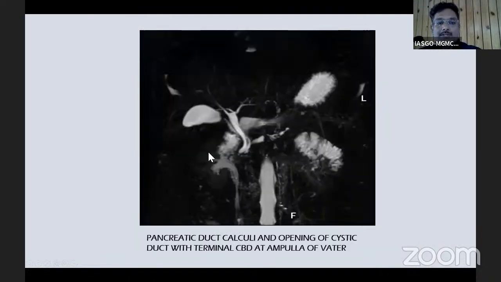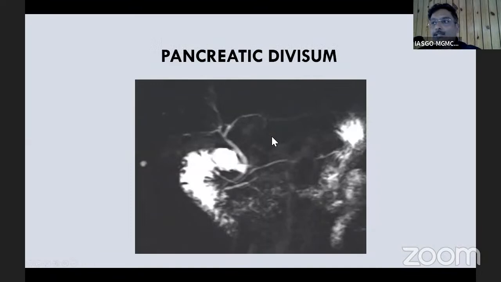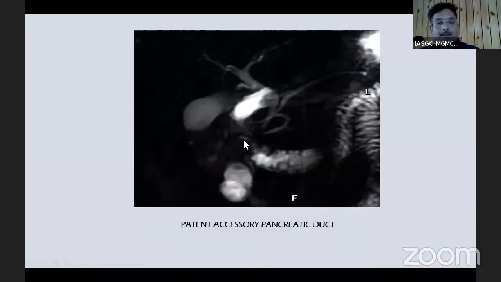This is another variant in which the cystic duct is coming medially and opening along with the CBD at the major papilla. We can also see that there is dilation of the main pancreatic duct with a few calculi within it. Another anatomic variation that we frequently come across is pancreatic divisum. In this, we can see the main pancreatic duct opening at the minor papilla, and the ventral duct is opening at the major papilla along with the CBD.